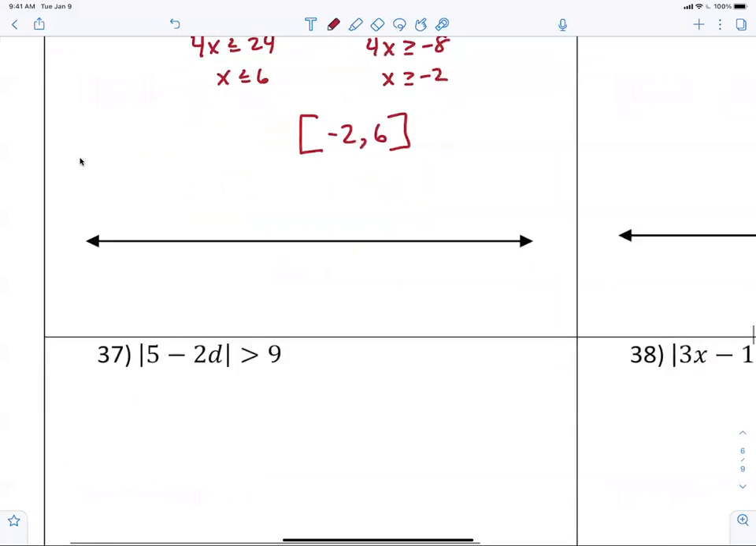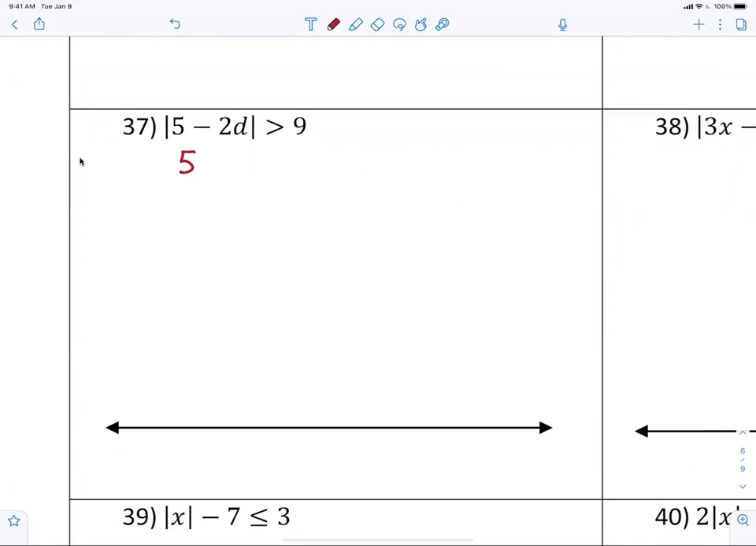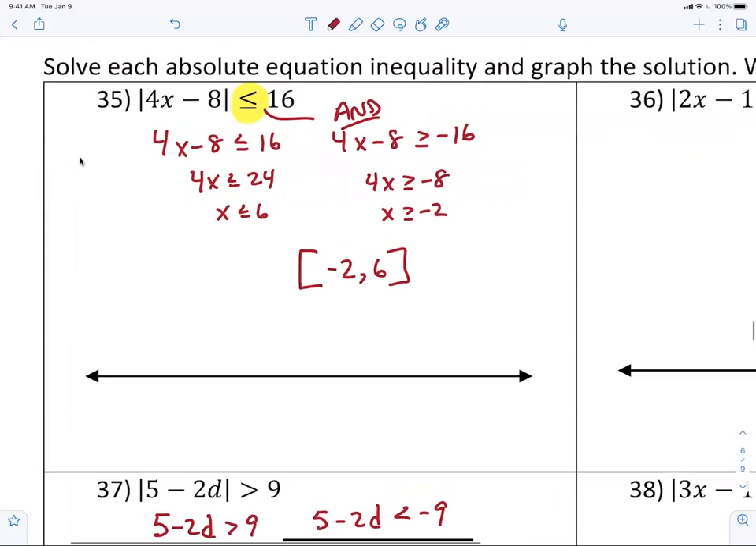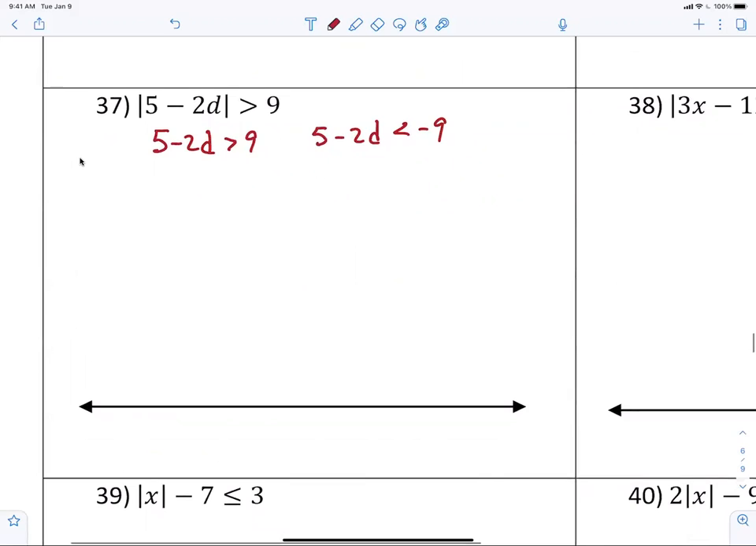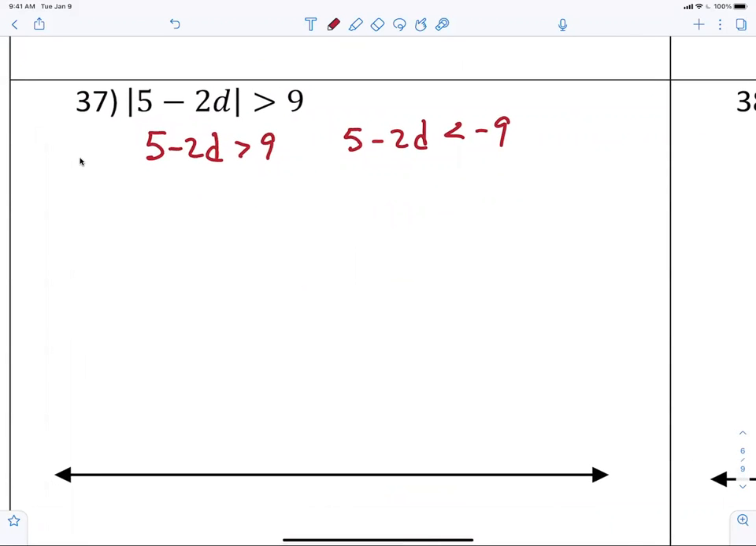Okay, so 37, here we go. 5 minus 2d greater than 9. 5 minus 2d less than -9. You good? All right. Again, for 37, we're writing it twice. First time, exactly the way it is. Second time, switch the signs. So now we have -2d greater than 4. So d less than negative 2. Everybody okay with that? Everybody good?